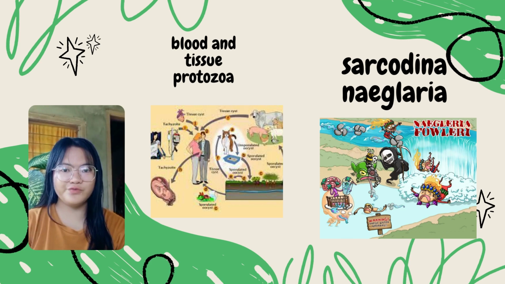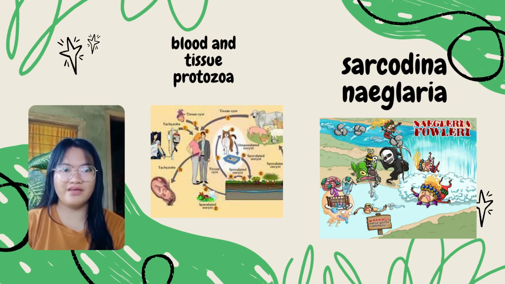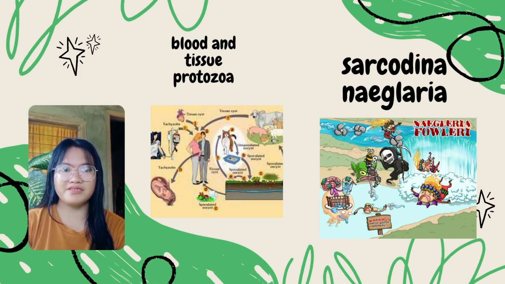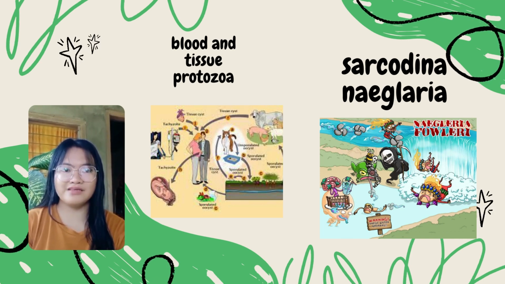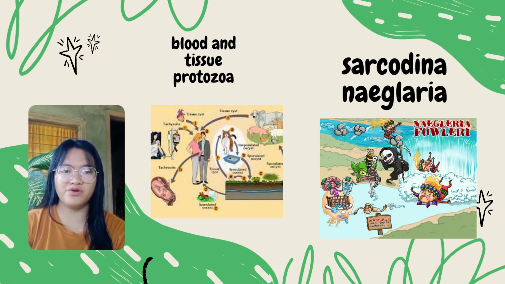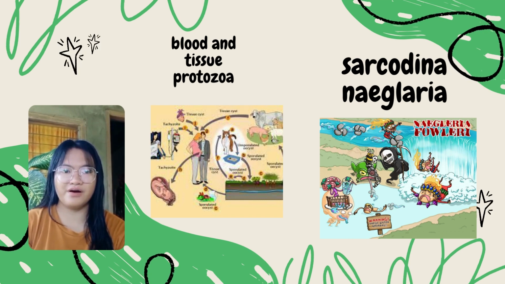Blood and tissue protozoa. Subphylum Sarcodina: Acanthamoeba, or free-living amoeba. Important properties and life cycle. Acanthamoeba castellanii and Naegleria are minor protozoan pathogens. Acanthamoeba causes infection in the immunocompromised. Free-living amoeba causes inflammation of the brain substance and meninges, or meningoencephalitis.